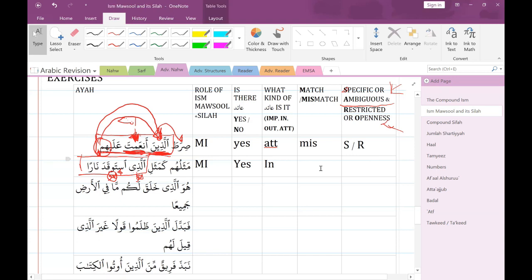Okay. So obviously here, because it's inside, then it's a match. And here we can say it's specific, but the discussion about restricted or openness doesn't really matter because we don't expect an a'id, because it's a match.